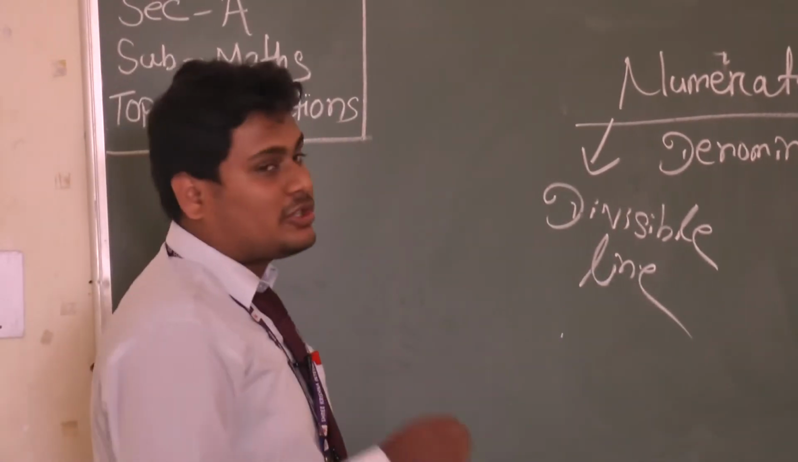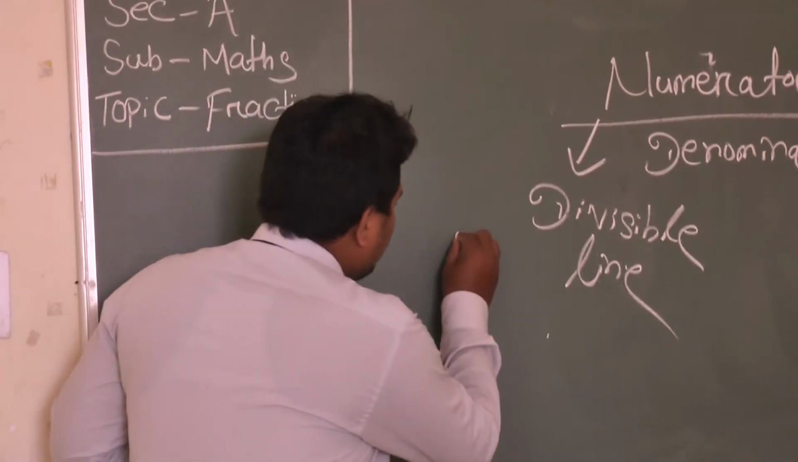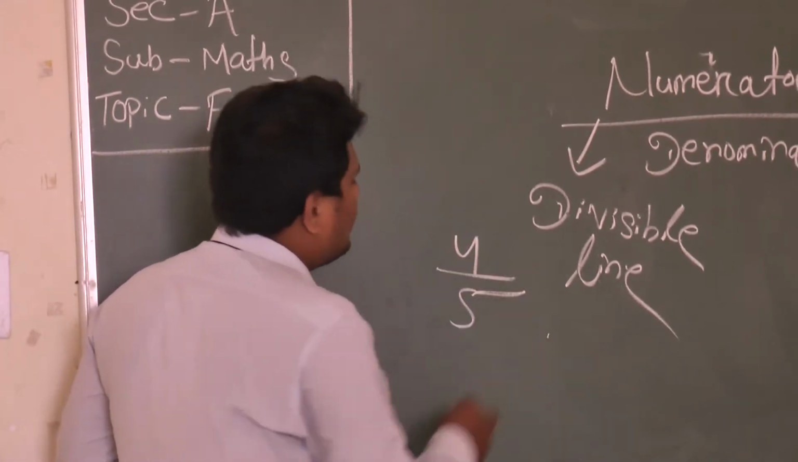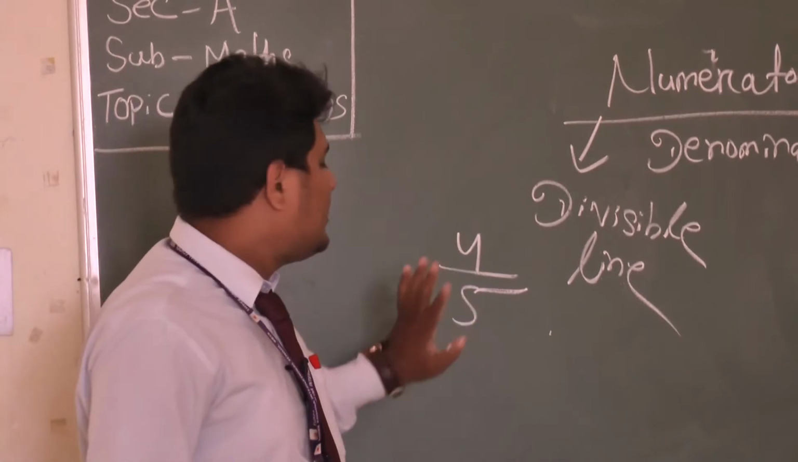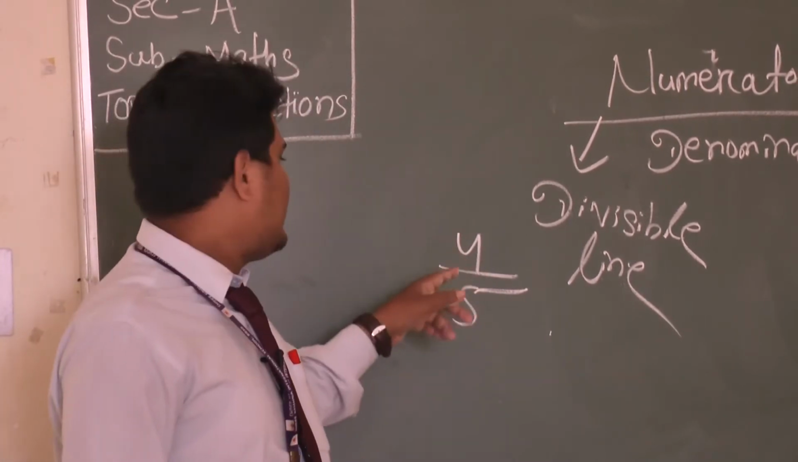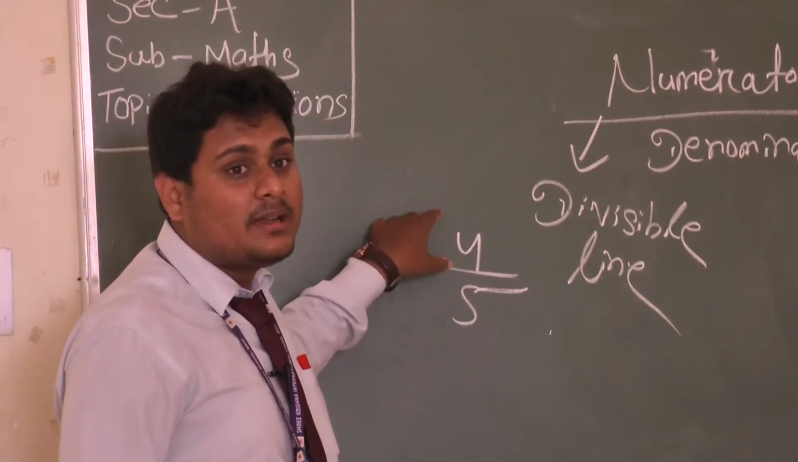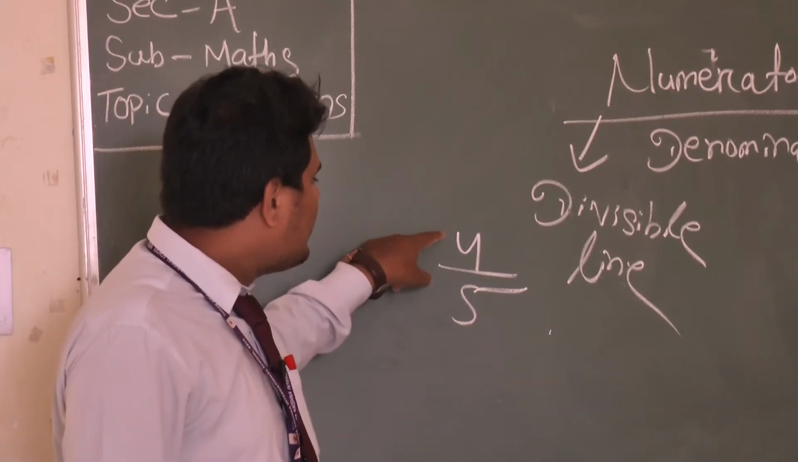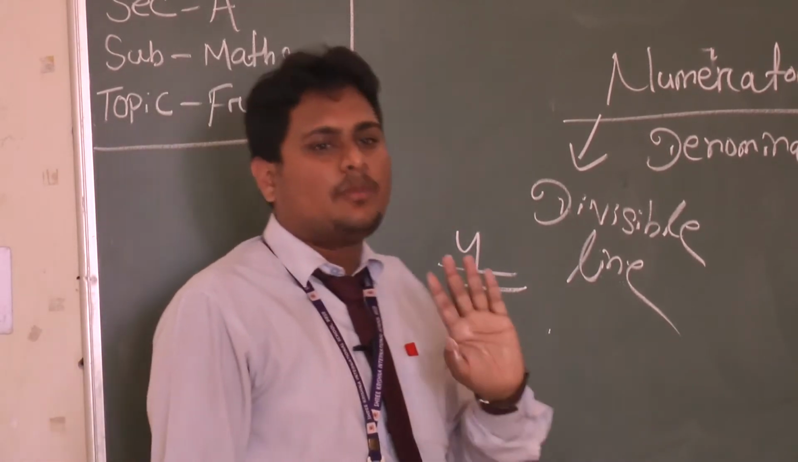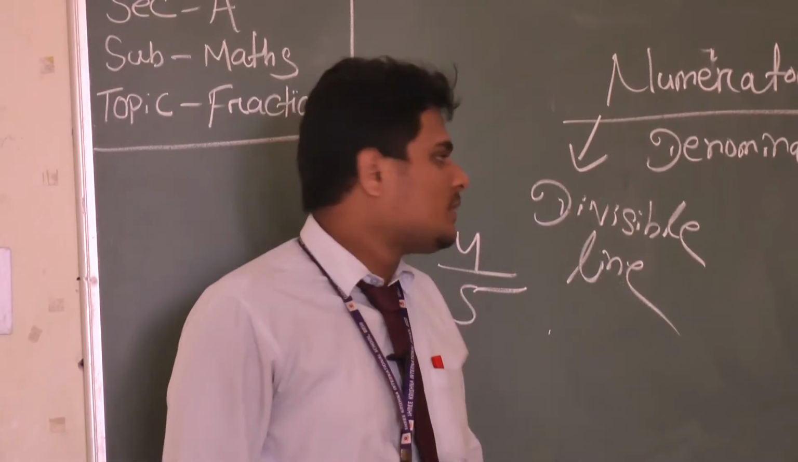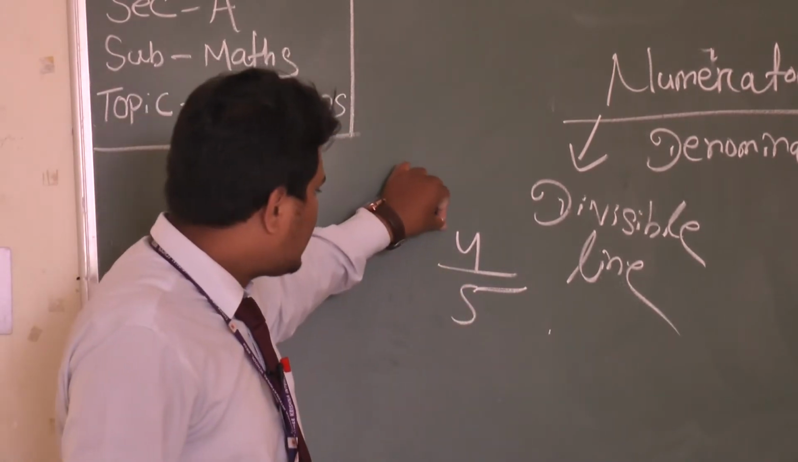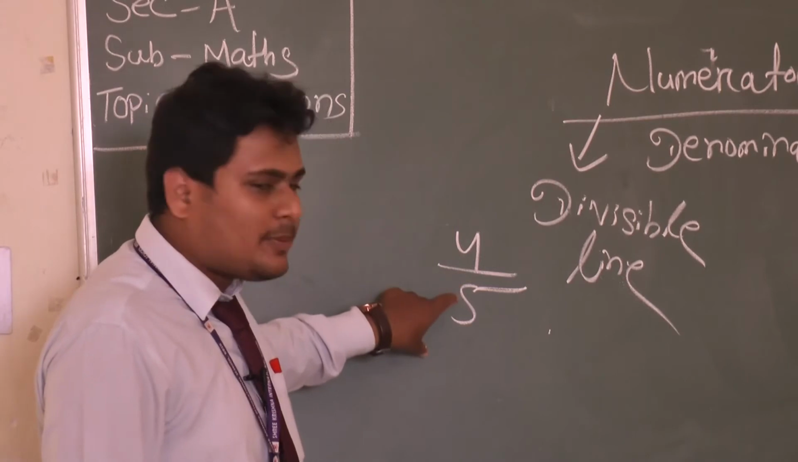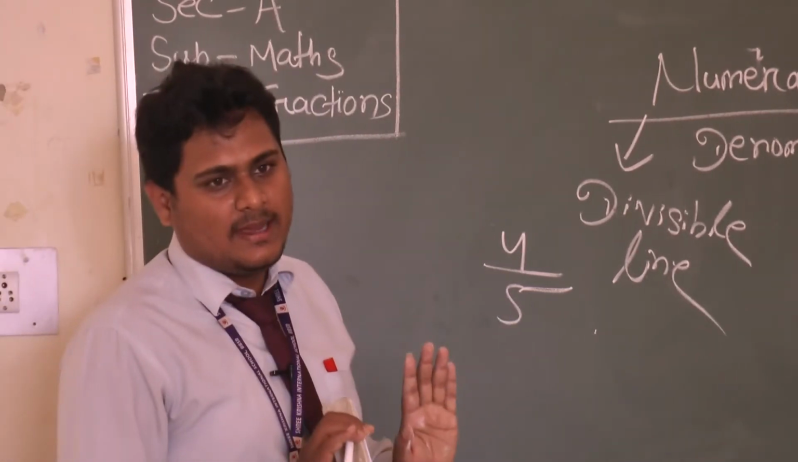Okay, so just tell me, if the fraction is 4 by 5, then who is the numerator and who is the denominator? Oh, yeah, 4 is the numerator. Good. 4 is the numerator and 5 is the denominator. Okay, you understood? So it means in a fraction the upper part is known as numerator and the lower part is known as denominator. Okay, that's good.